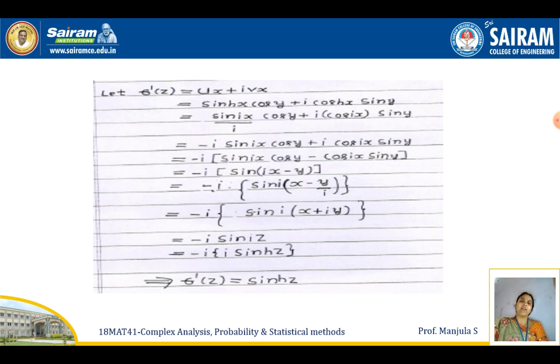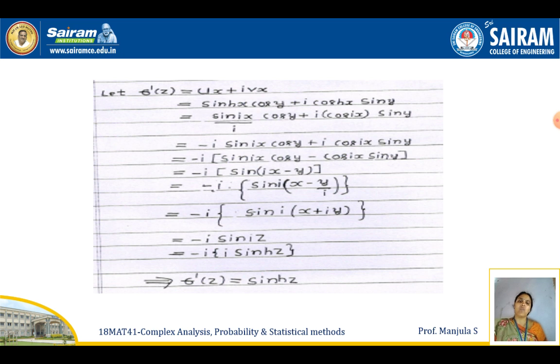Now we'll find the derivative. So f dash of z can be written as ux plus i into vx. Substitute the ux and vx values. After that, convert the hyperbolic functions in terms of trigonometric functions. So that can be written as sin ix into cos y plus i cos ix into sin iy, and meanwhile multiply and divide by i. 1 by i stands for minus i, so minus i sin ix cos y plus i into cos ix sin y. Take minus i as common: sin ix cos y minus cos ix into sin y.